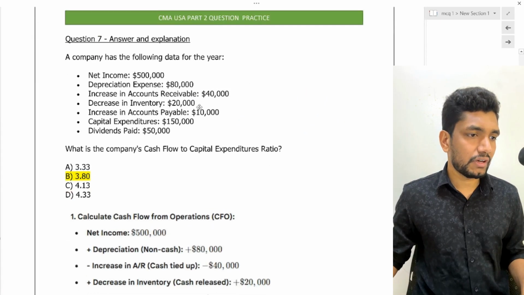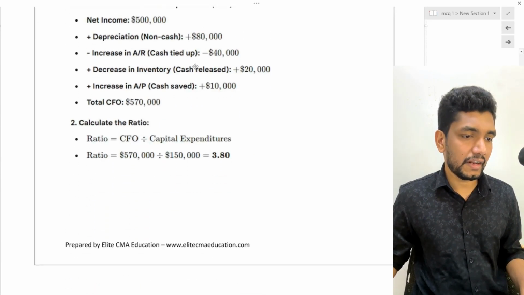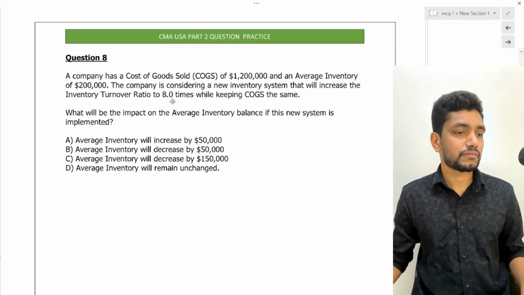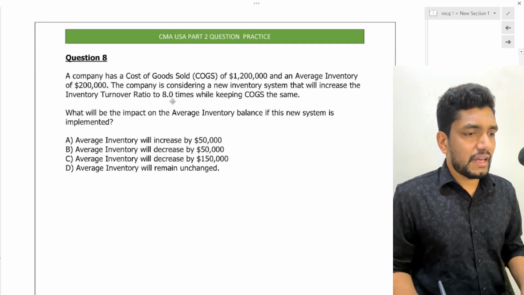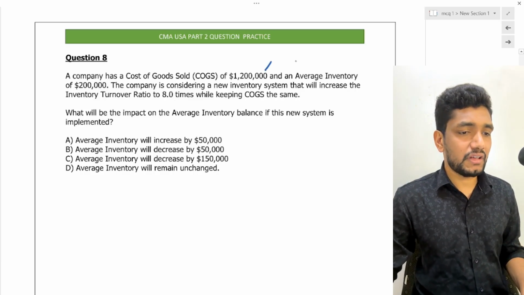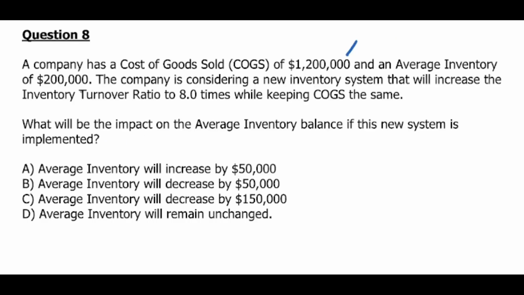So here I have already given the answer and explanation on the next page. So let's move to question number 8. A company has cost of goods sold of 1.2 million and an average inventory of 200,000. The company is considering a new inventory system that will increase the inventory turnover ratio to 8 times while keeping cost of goods sold the same. What will be the impact on the average inventory balance if the new system is implemented?